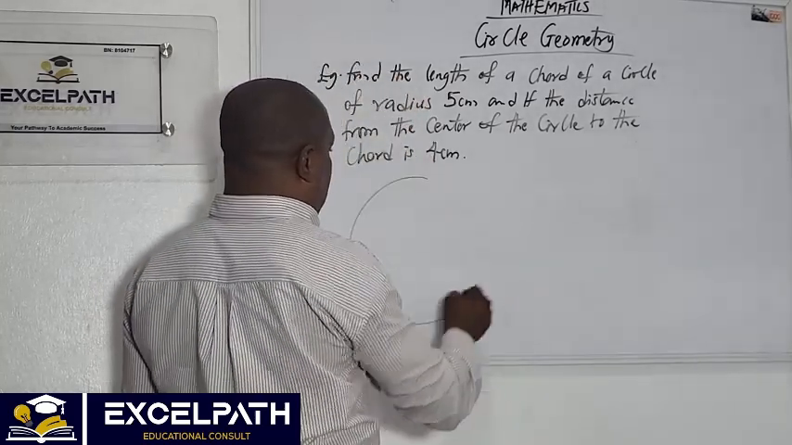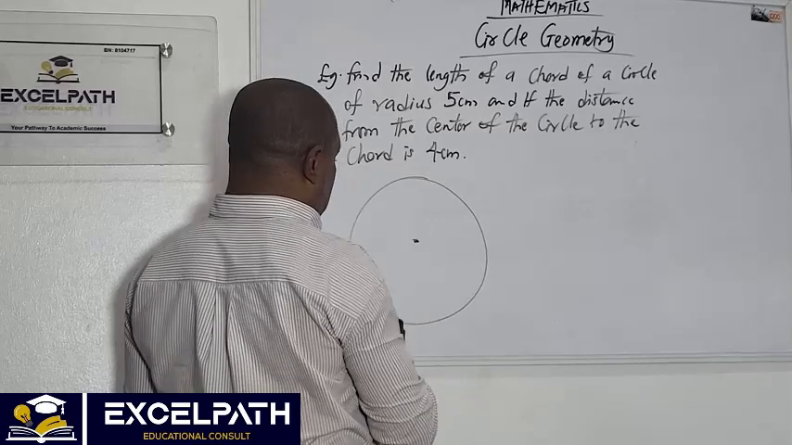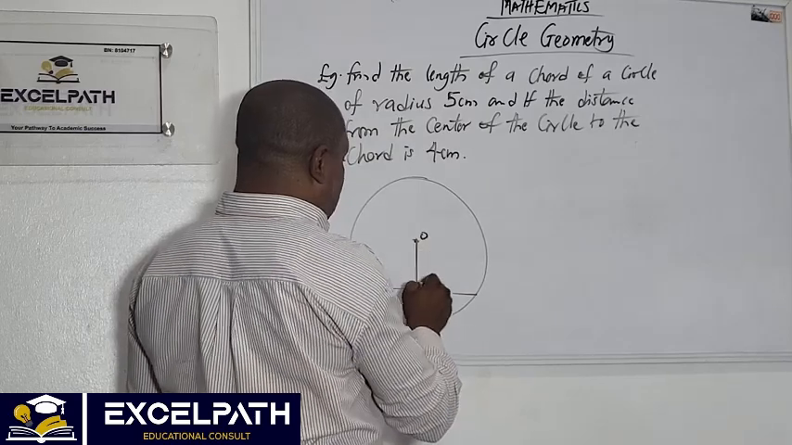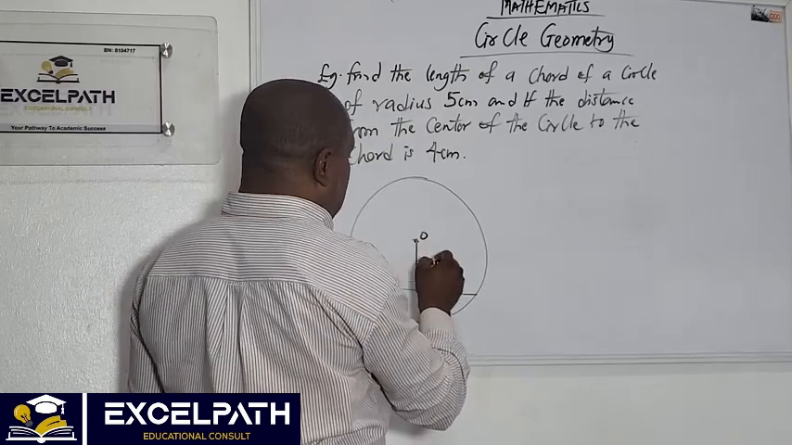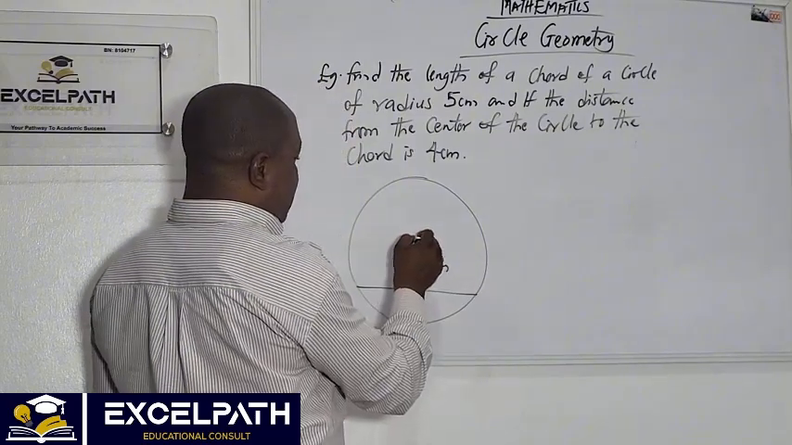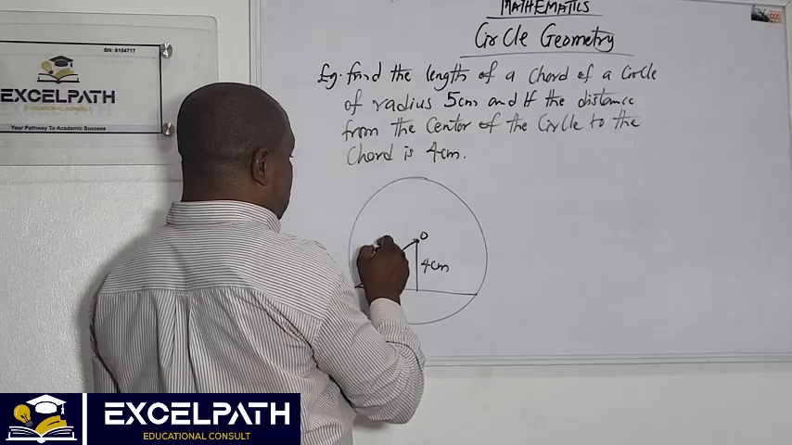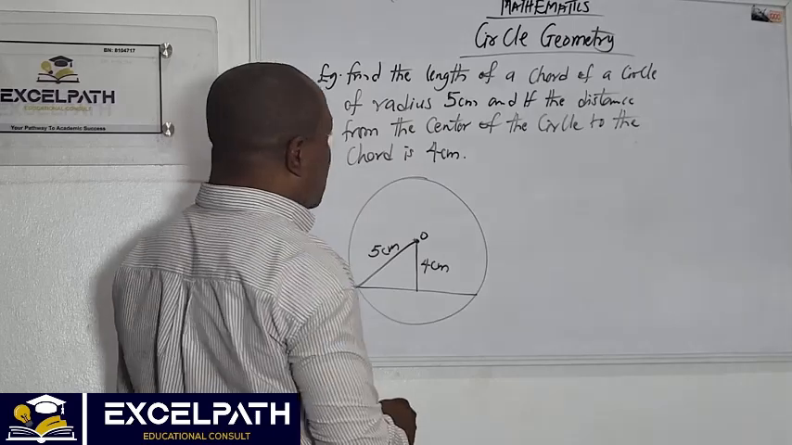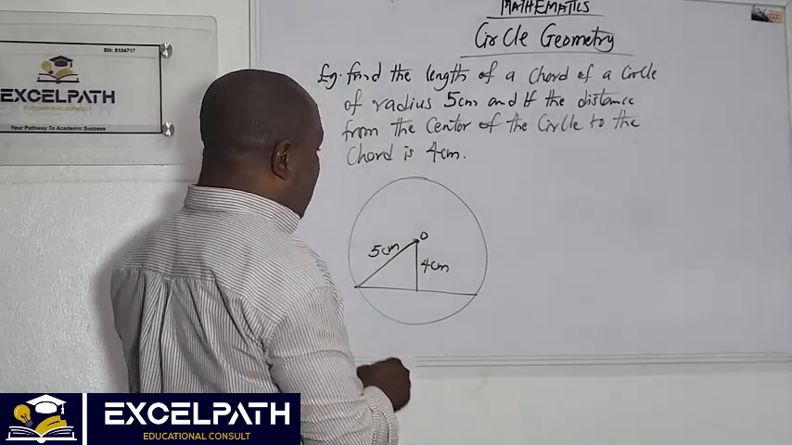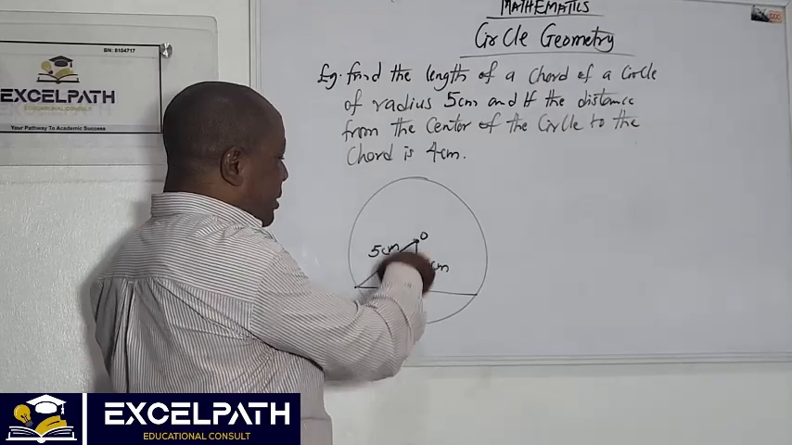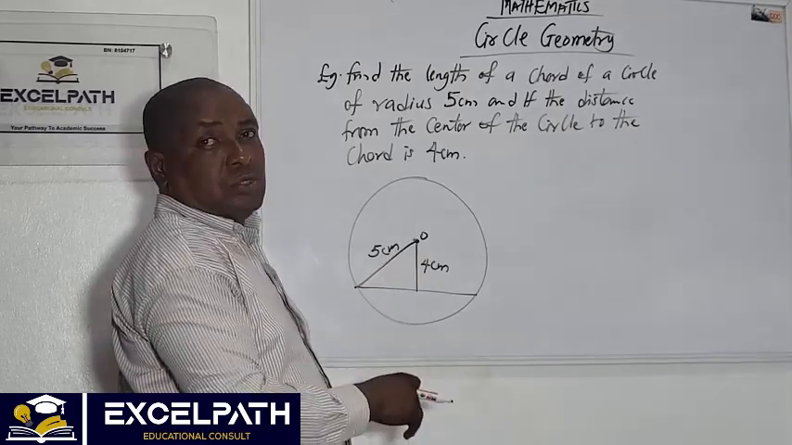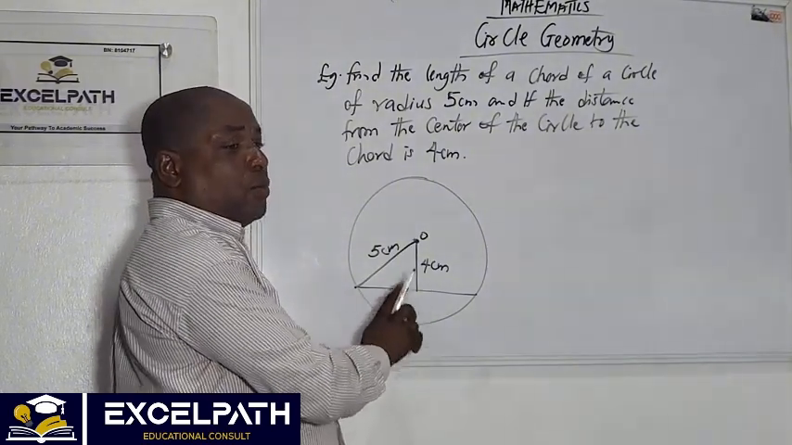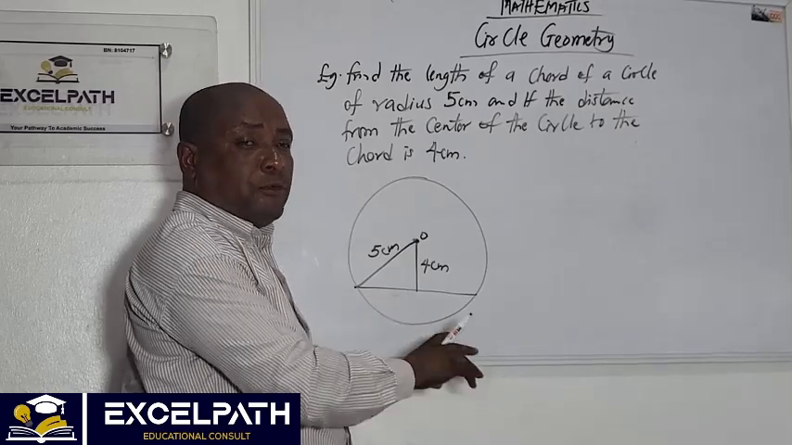We draw our diagram to represent the position of the chord. We have a chord. We're told that this is the center. This line is 4 centimeters. Any line drawn from the center to the circumference is called the radius, and that is 5 centimeters. We are asked to calculate the length of the chord. If you remember, this line divides the chord into two equal parts. So the only thing we can do right now is get half of the chord, then we multiply by 2 to get the length of the full chord.